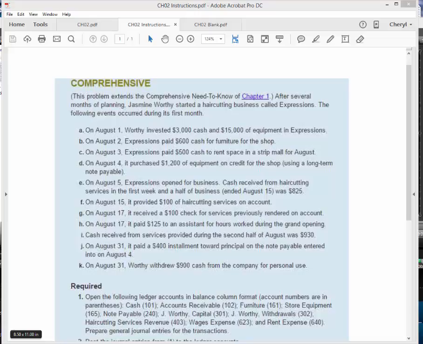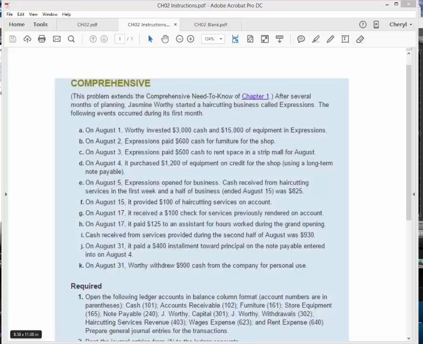Okay, so as we are finding out with our Chapter 2, Analyzing, there is a 4-step process. Step 1 is to identify the transactions in the source documents. In our class, we're not going to have actual source documents. What they give us in the instructions is going to be our source documents for us. And in business, bank statements, invoices, receipts, bills, that sort of thing would be the source documents. For us on A, our source document is Worthy invested $3,000 cash and $15,000 of equipment in Expressions.